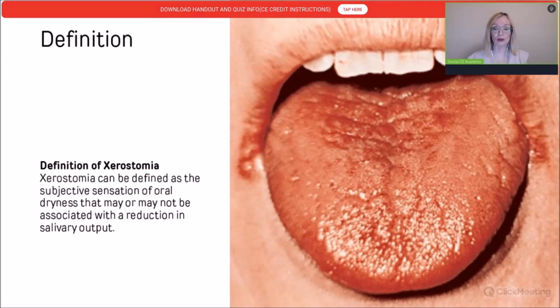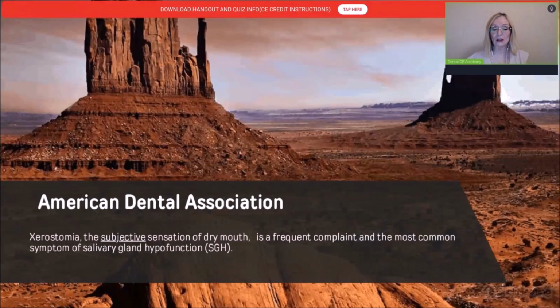Older adults sometimes will transition from different levels of care. If we're seeing them in the dental chair and they're telling us that they have dry mouth, no harm, no foul in treating it, or at least preventing the catastrophic consequences that occur if we ignore it. So it is a subjective sensation. It may or may not be associated with a reduction in salivary output.